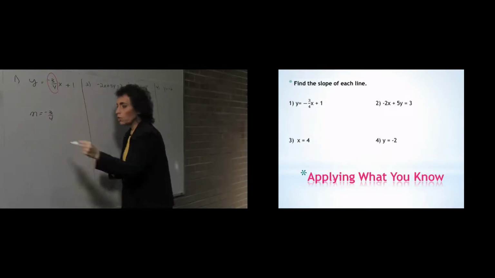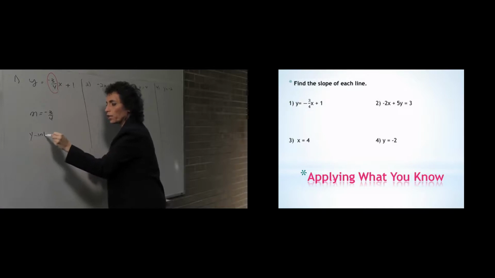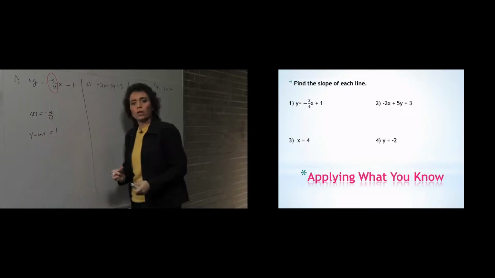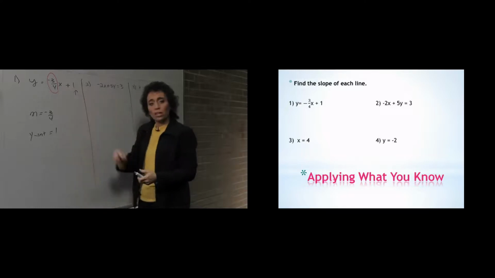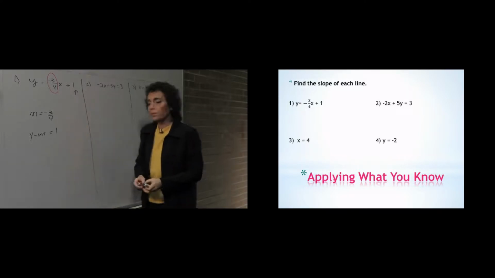And this is a freebie for you. The y-intercept is 1. But how do I know it's 1? Because it's the constant term. So that's how I find the slope and the y-intercept.